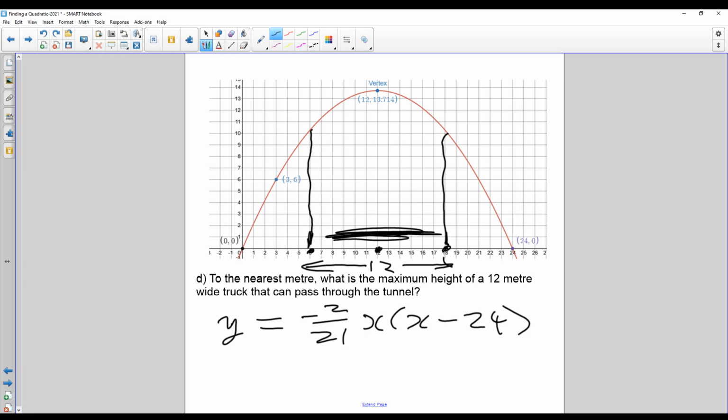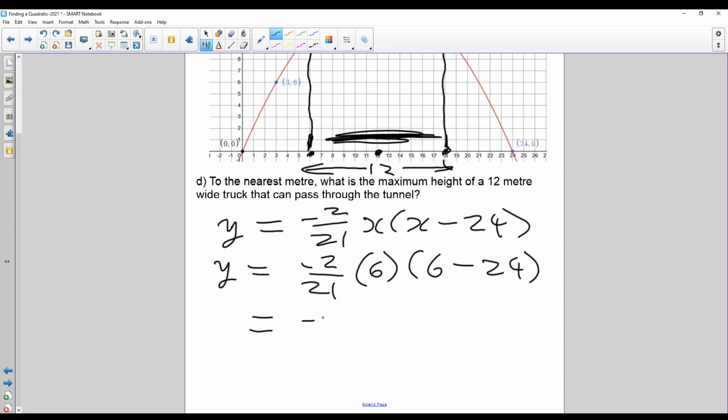And in fact, both should give us the same answer. If we center the truck, that should be the same answer. Does that make sense to you? Okay. So we're going to do exactly that right now. So y equals minus 2 over 21 times, we'll use 6, right? I'm saying that both should give us the same thing. And 6 minus 24.